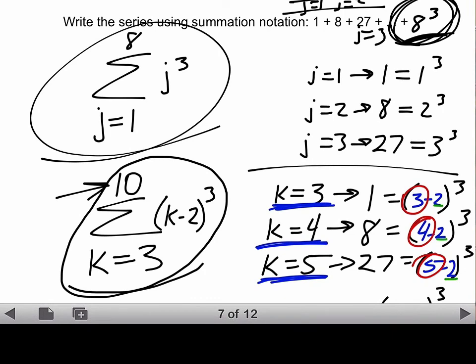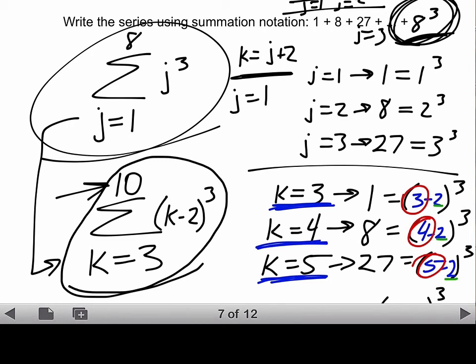Comparing the two, by the way, if j is 1 and k is 3 for our starting points, then we could say that k is equal to j plus 2, which means that j relates to k in such a way that j, subtracting 2 from both sides, is equal to k minus 2, and we can see that the arguments of the two representations that we have agree in that sense.